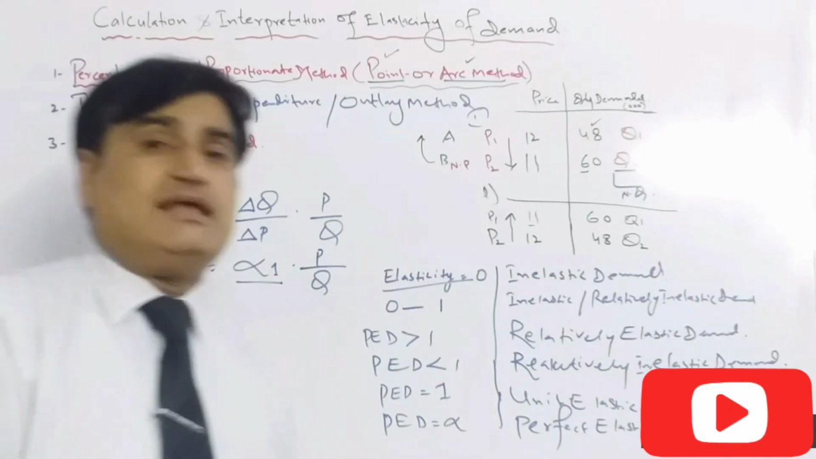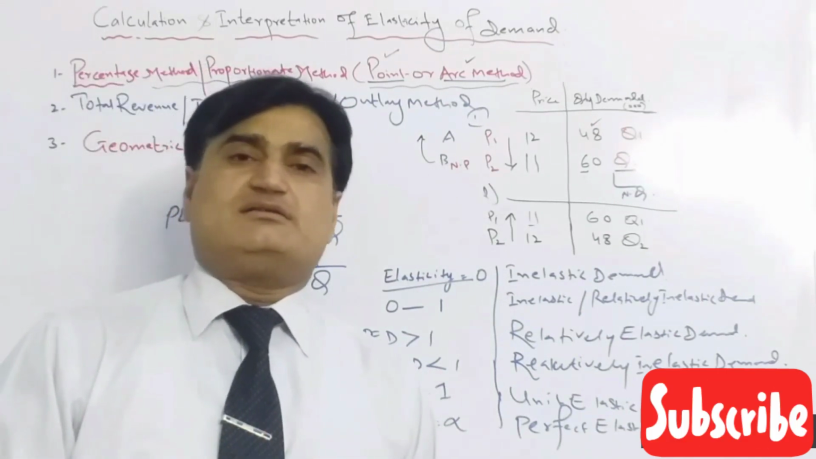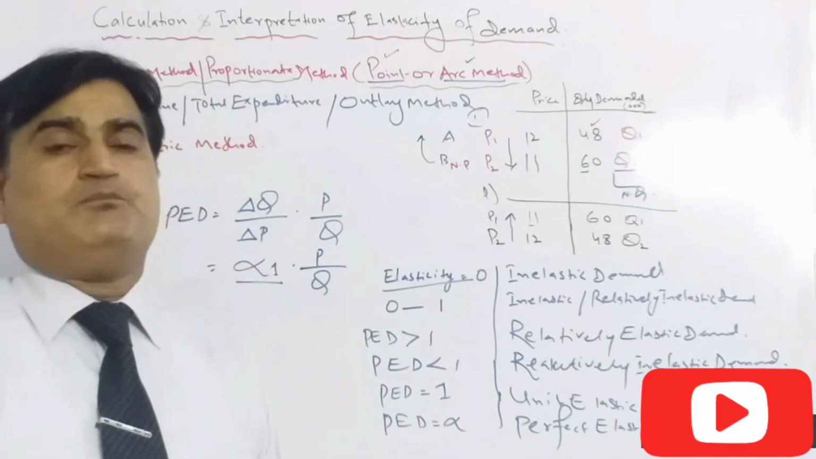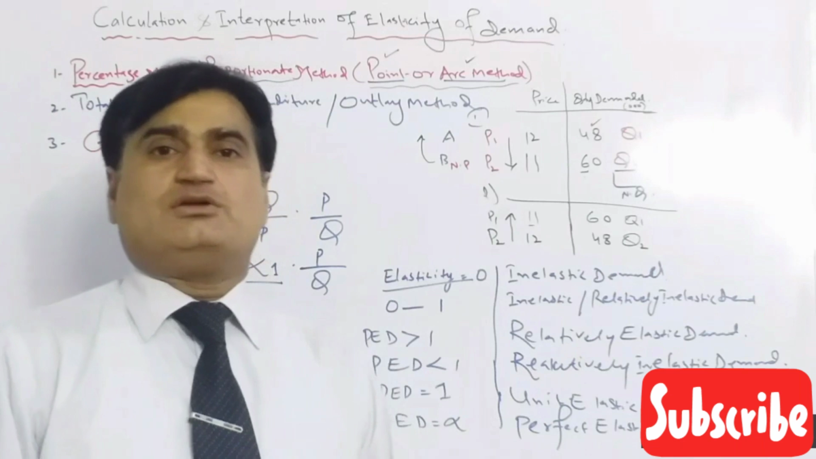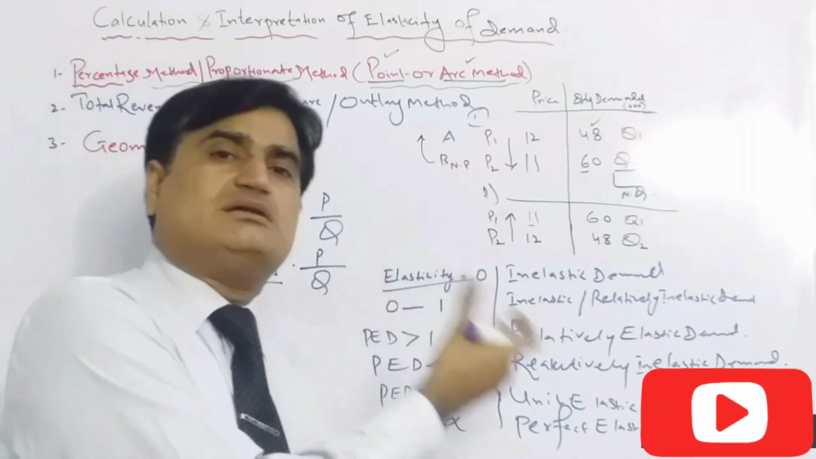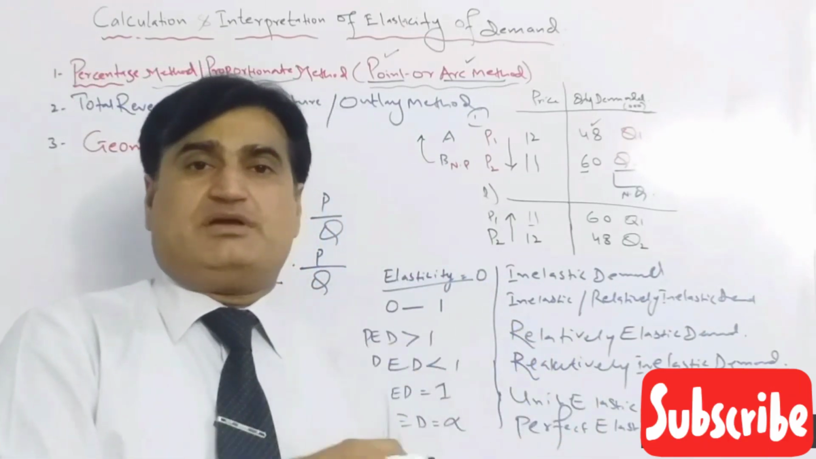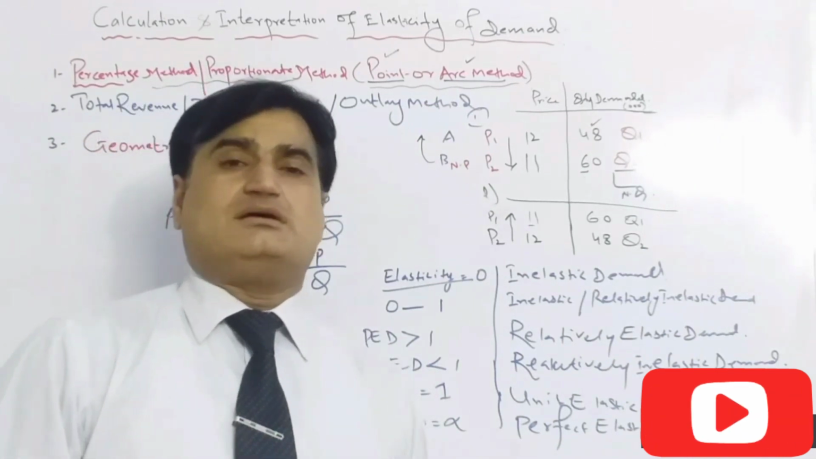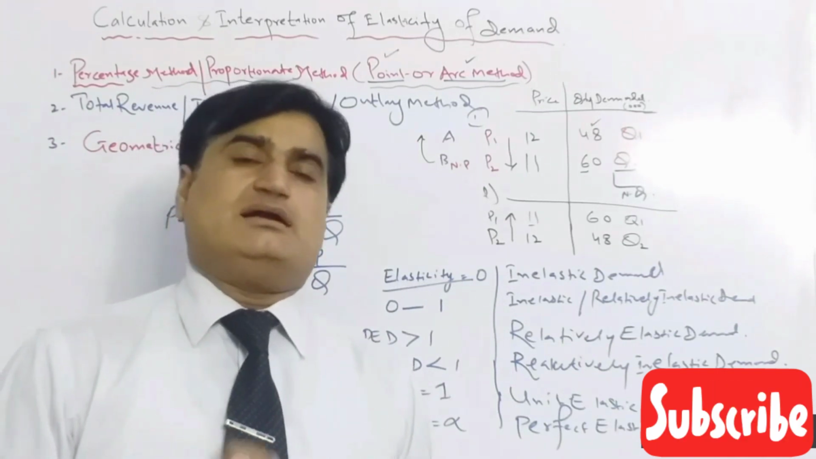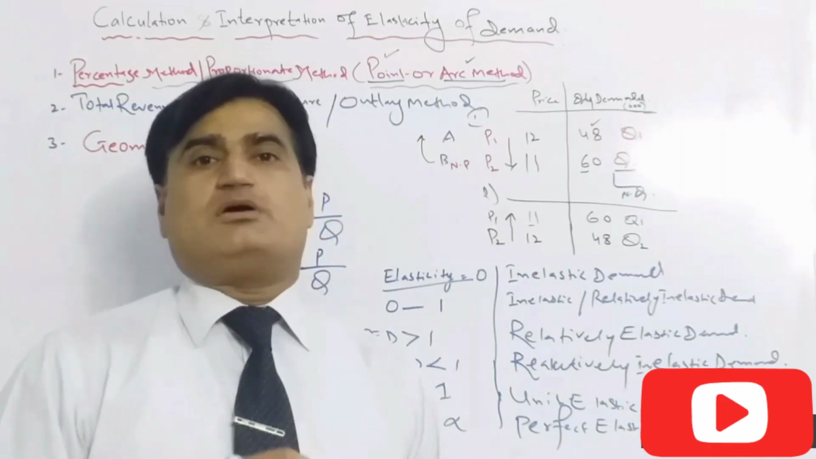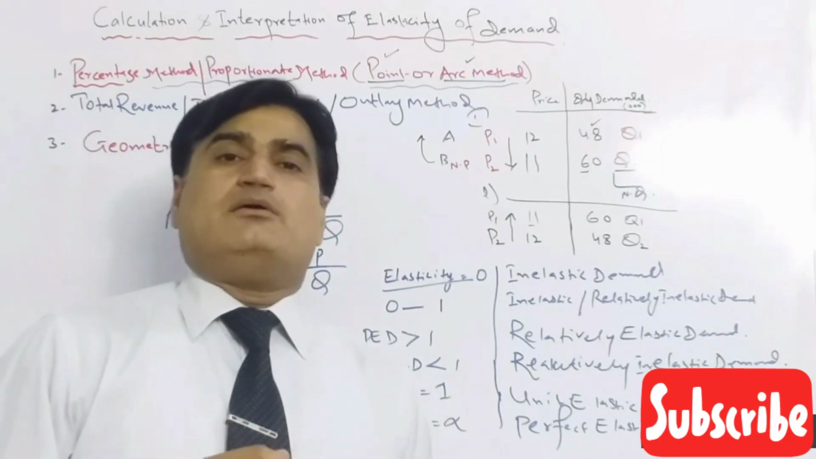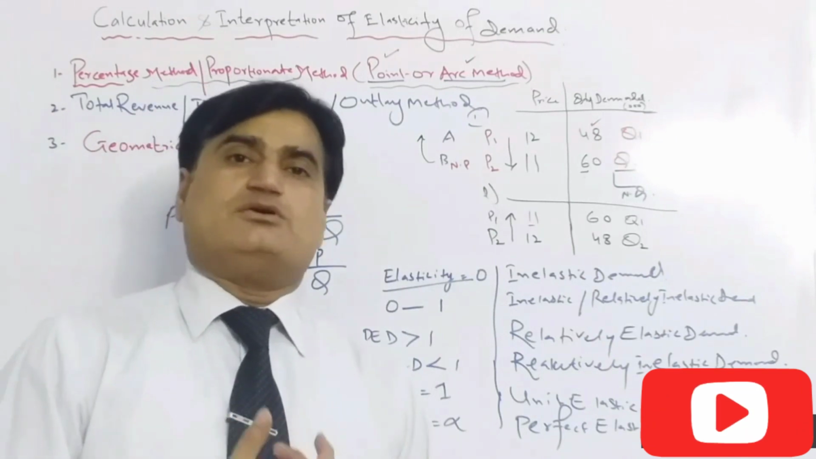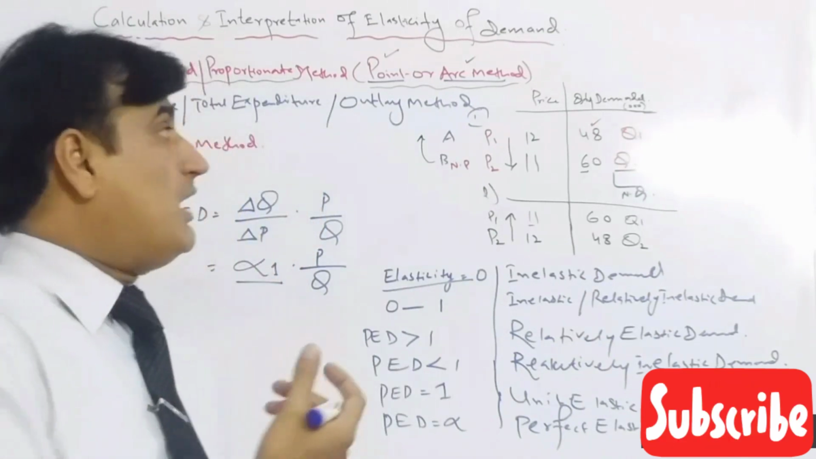So in this lecture we understand how to calculate the elasticity using a proportionate method or a percentage method, through the point method or the arc method. In this way we have learned that the arc method is the preferred method because the quality of the arc method is that it gives the absolute value, it tells about the absolute change, whereas the point method is used to calculate the small change. So the preferred method is the arc method.